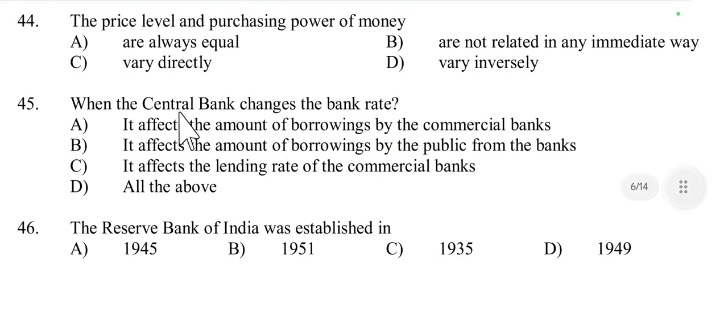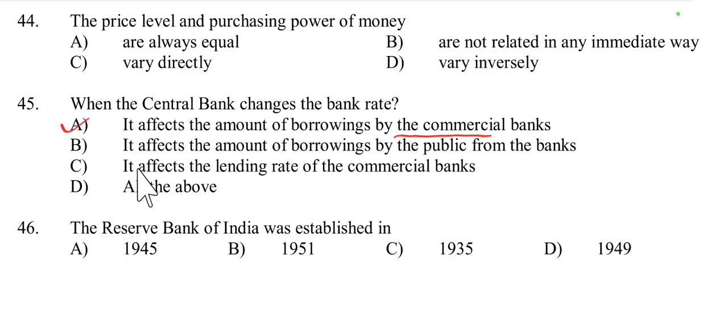Then question number 45, when the central bank changes the bank rate, what happens? When the central bank changes the bank rate, it either increases or decreases, then what happens? It affects the amount of borrowings by the commercial banks. Yes, we know that bank rate means the rate at which the central bank gives money to the commercial banks. So it affects the amount of borrowing by the commercial banks. If the bank rate rises, then commercial banks take less money from the central bank. If it reduces, then commercial banks' borrowing capacity rises.